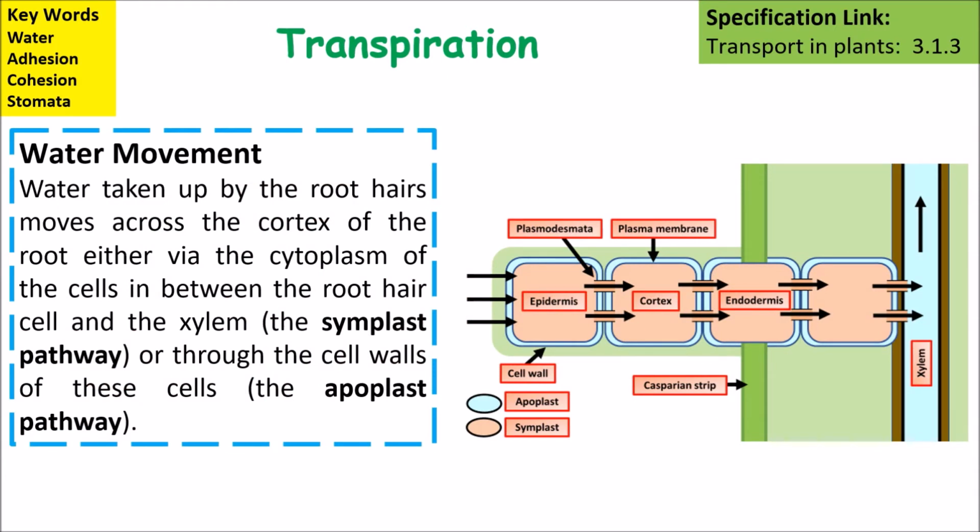Water taken up by the root hairs moves across the cortex of the root, either via the cytoplasm of the cells in between the root hair cells and the xylem. So that's the simplest pathway, all through the cell walls or going around the cells, right? That is called the apoplast pathway.